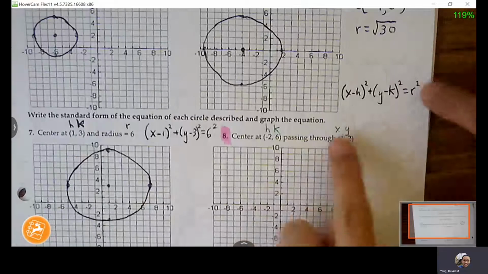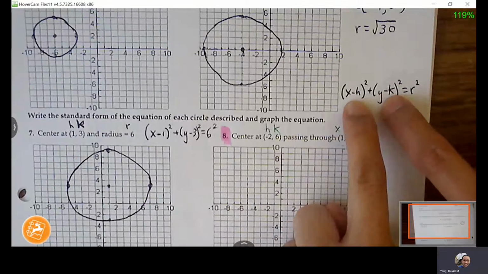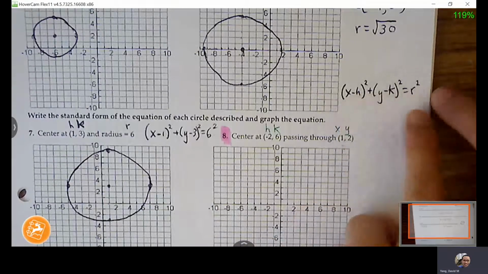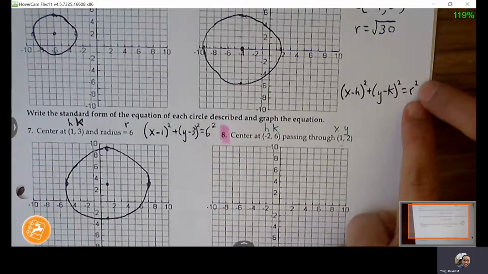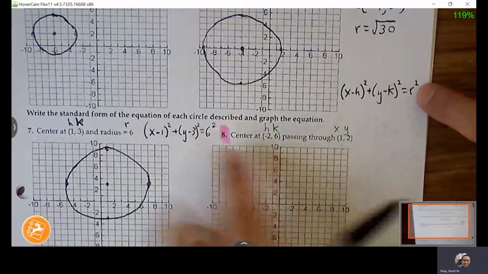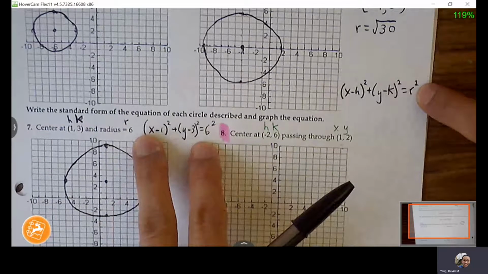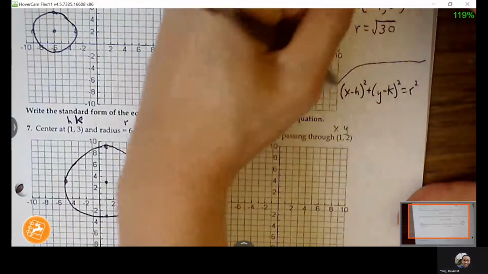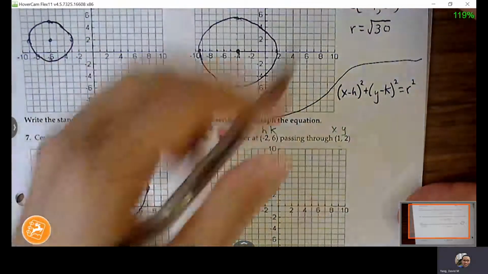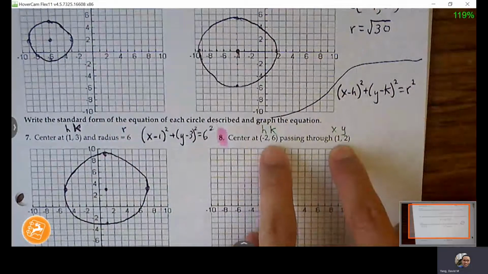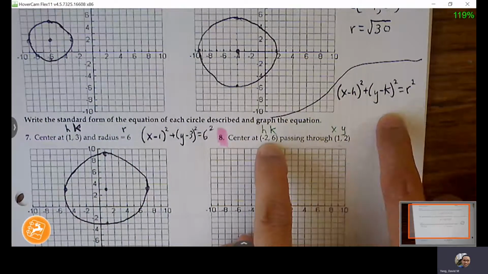Okay, we'll insert into our standard form, and that will temporarily fill in and allow us to get to that r, right? If we get to that r and we have that hk, we can write the standard form of our equation. Okay, so replace every xy with 1, 2. Replace your hk with -2, 6.